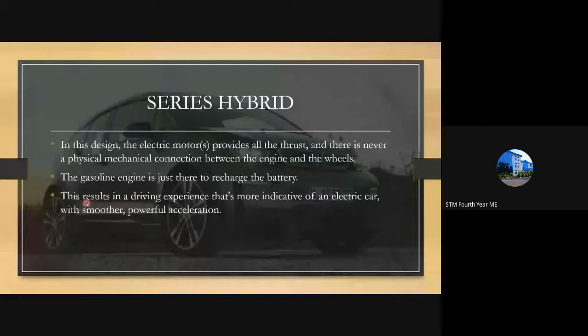And a series hybrid is more indicative of an electric car. So it provides smoother and powerful acceleration. Giving a smoother and powerful acceleration means the vehicle reaches top speeds at smaller time intervals, and it is done smoother also. So you can't differentiate any jerking or any noise or any lag. It is happening at a faster pace. So that is what you get when using a series hybrid electric vehicle.